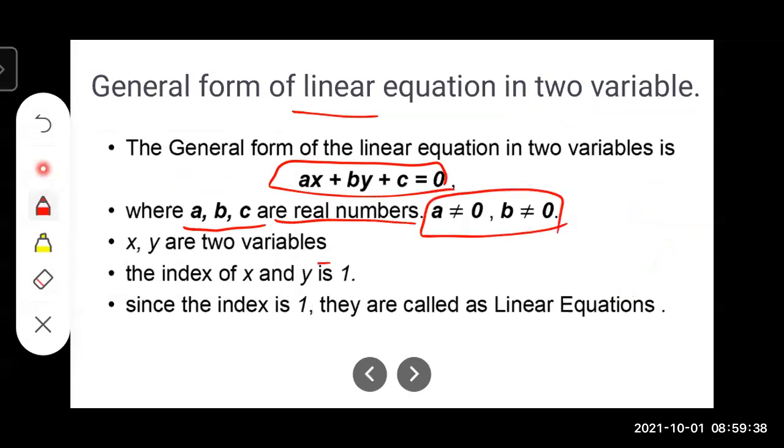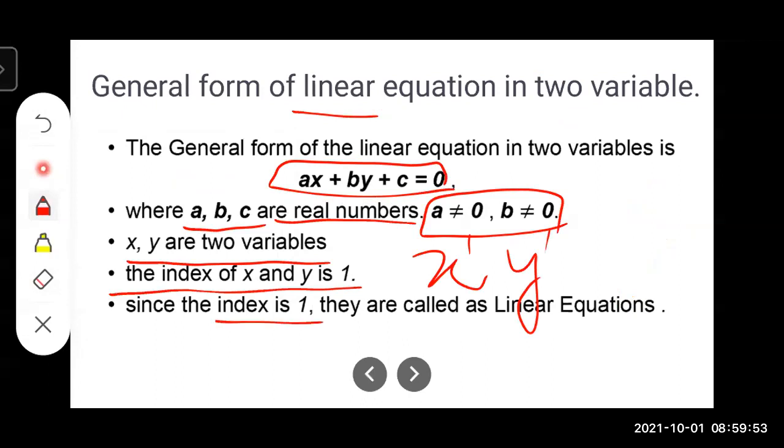x and y are two variables. The index of x and y should be 1. Index means power: x raised to 1 and y raised to 1. Both should have power 1. Since the index is 1, they are called linear equations. They have two variables, therefore they are called linear equations in two variables, as you can see here.